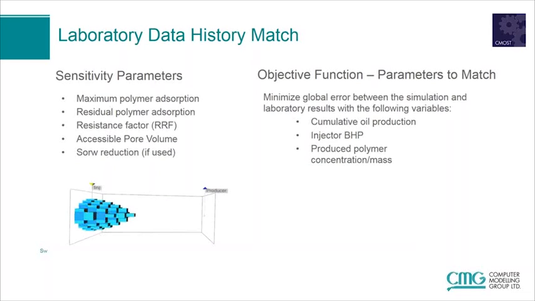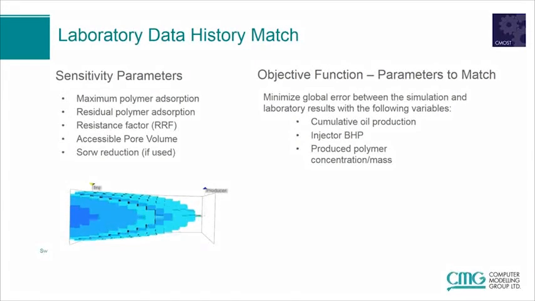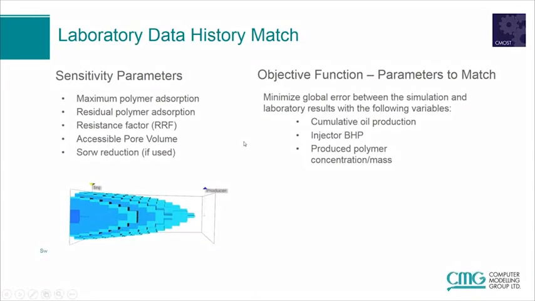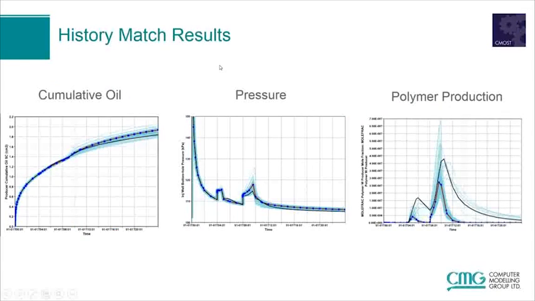Now the parameters to match, or the objective function, was the cumulative oil production measured in the lab, the injector BHP, and the produced polymer concentration. Now the match results are showing here, showing that we got quite a good history match of this core. Cumulative oil, pressure and polymer production are all matched quite well.